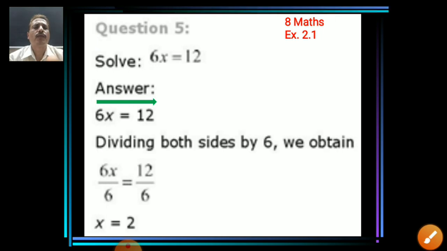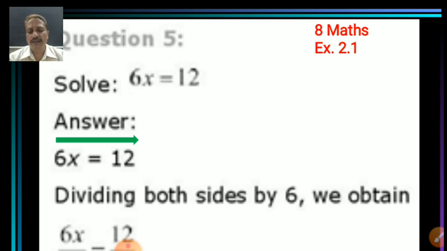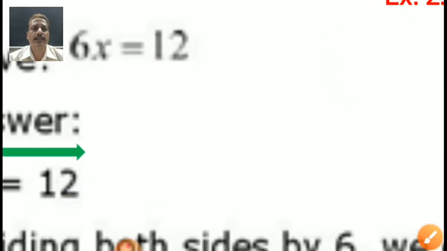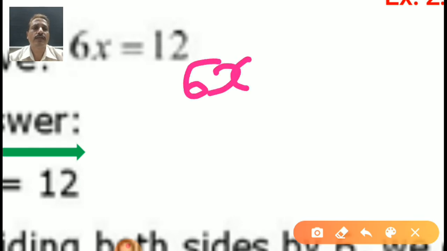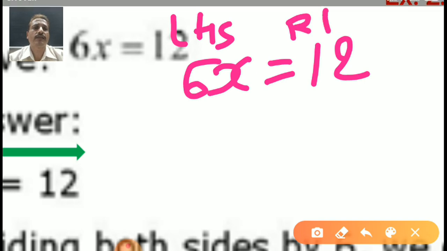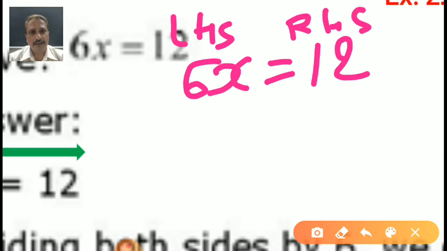Next question. Question number 5. It is very, very easy question, students. One step only. What we have to do? Just clarify: 6x is equal to 12. This is the left hand side, LHS, and this is RHS. Some value of x will balance both sides.